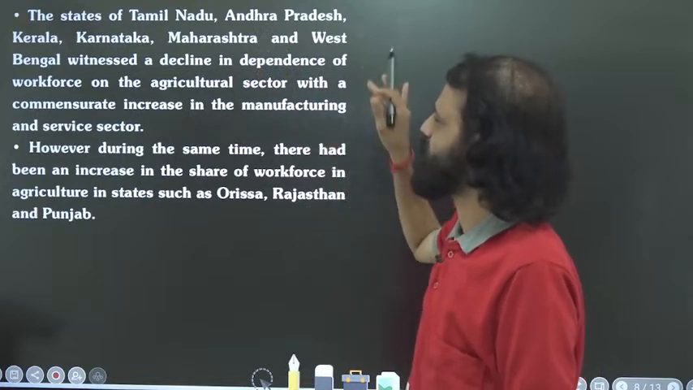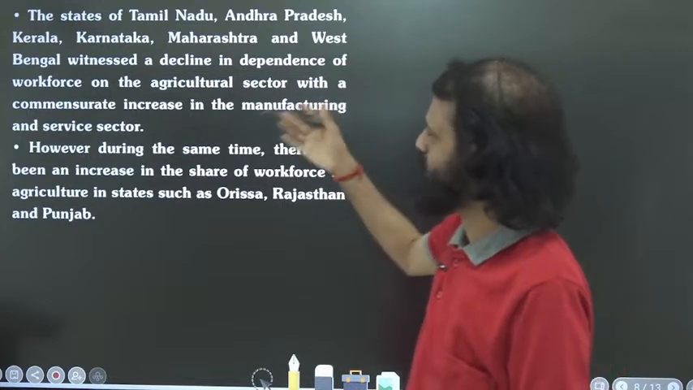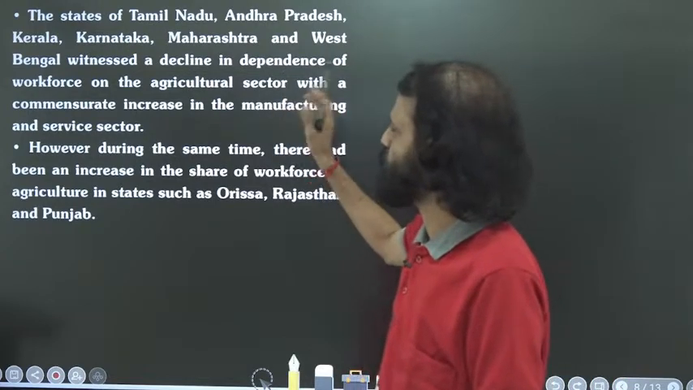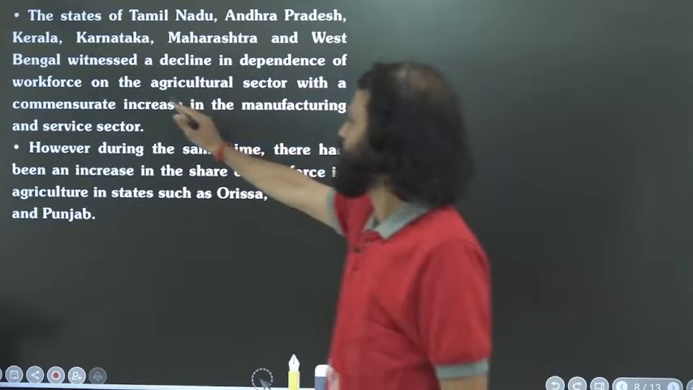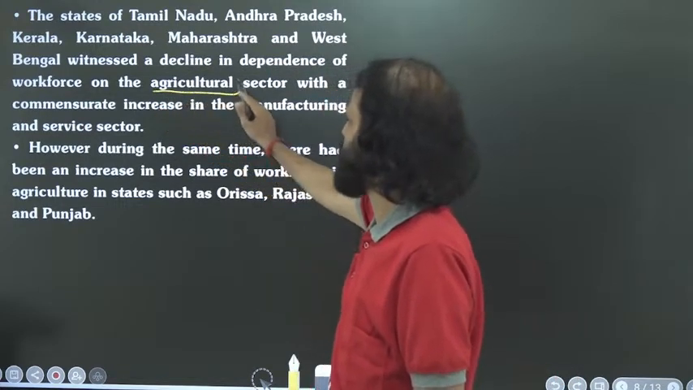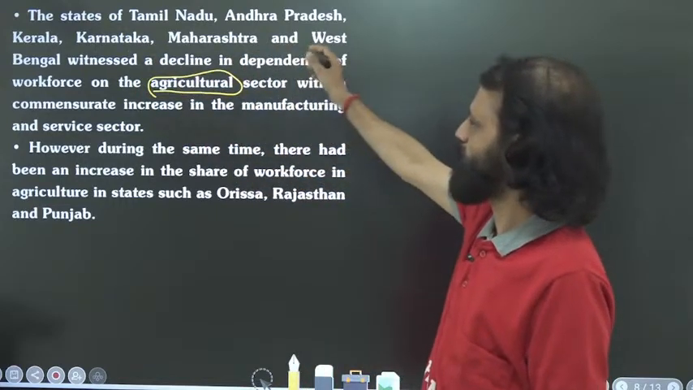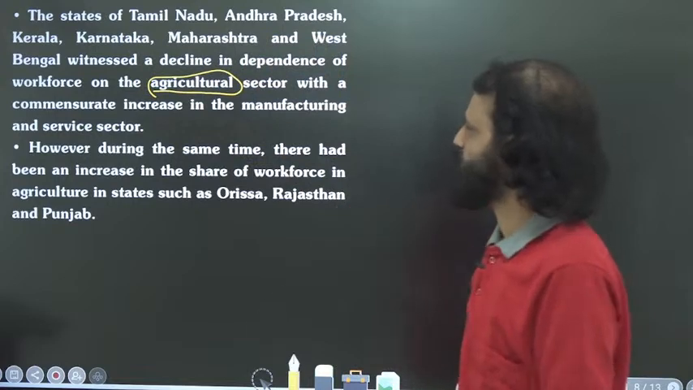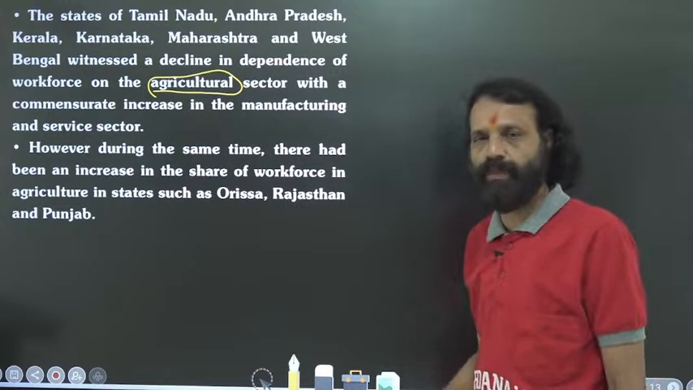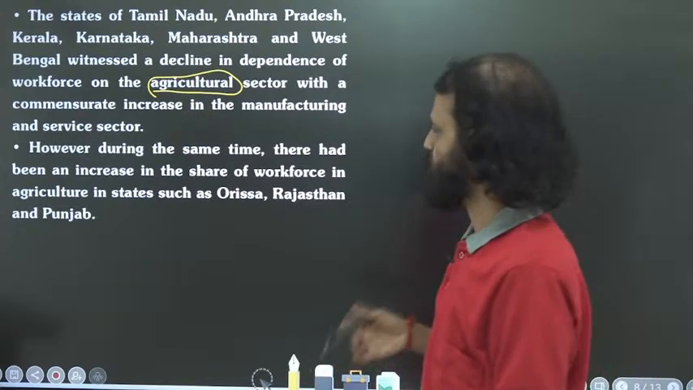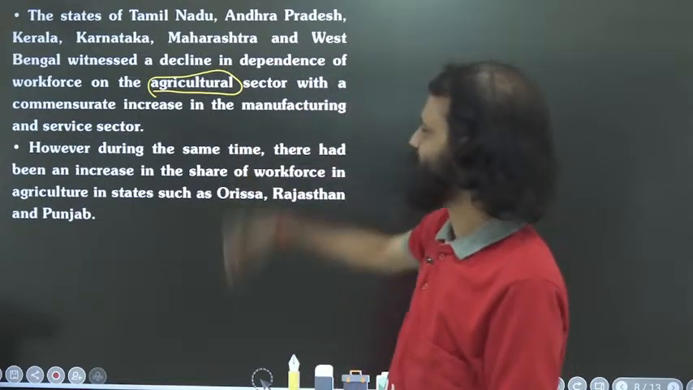Okay, but in other states like Madhya Pradesh, Gujarat, Rajasthan, Haryana, Uttar Pradesh, all those states engaged more in the field of agriculture. But in all those places, especially Tamil Nadu, Andhra Pradesh, Kerala, Karnataka, Maharashtra and West Bengal, there were more industries. So people engaged with more industrial work, and they also engaged with the service sector.